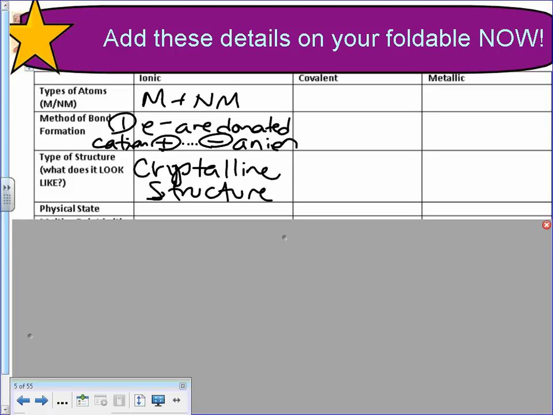Okay. Tell me what state of matter this is. Solid. Okay, so ionic things are generally solid at room temperature. Solid at RT. Room temperature is RT.